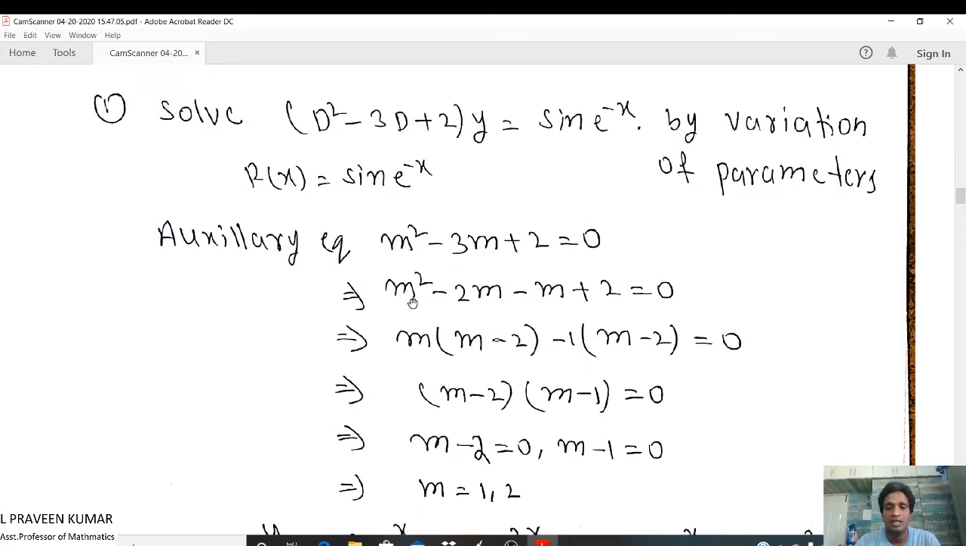So I got m square minus 2m minus m plus 2 is equal to 0. In the first two terms, I have taken m outside, that is m minus 2. Here also, to get m minus 2, I am taking minus 1. So you get m minus 2 is equal to 0. Again, taking m minus 2 outside, we get m minus 1 is equal to 0. So I got two factors, that is m minus 2 is equal to 0 and m minus 1 is equal to 0.